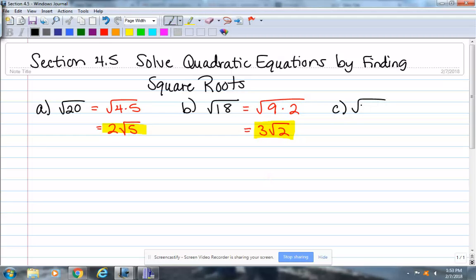Okay, radical 32. Now, guys, there's a couple of squares that go into 32. You want the largest one. 16 is the largest one. 4 goes into it also, but 4 is not going to get you a simplified answer.